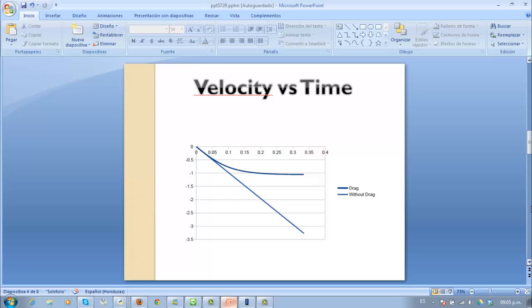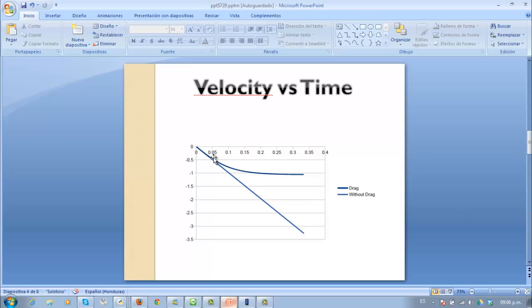Considering the graph of velocity versus time, when plotting the speed without considering air resistance, the speed increases at a constant rate, which is the value of gravity. And if I consider air resistance, we know that the velocity tends to a constant value. This value is called the terminal velocity, because at this time the gravity force is equal to the drag force produced by air resistance.